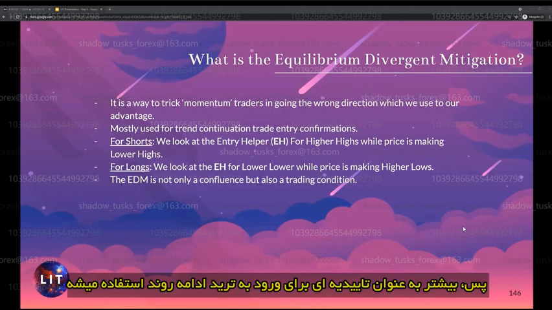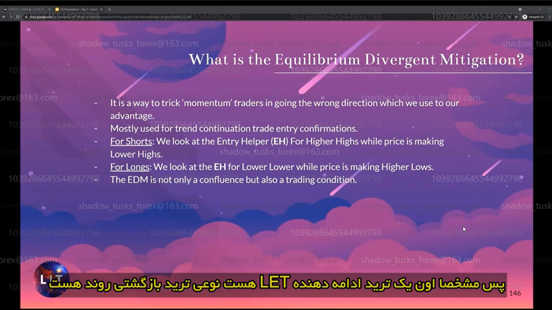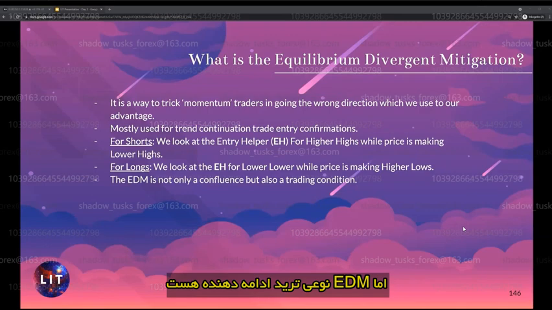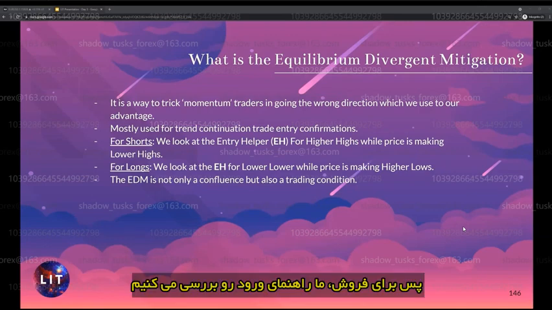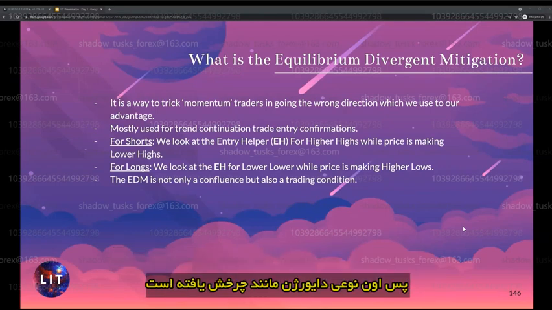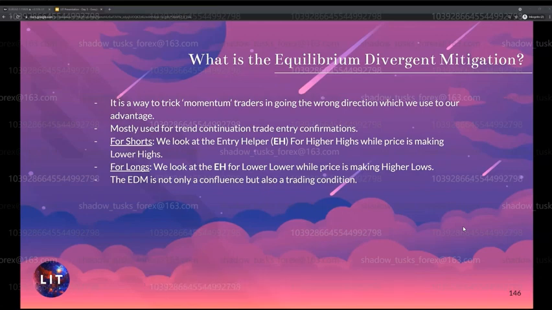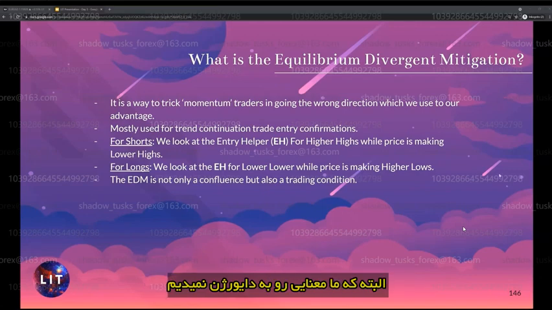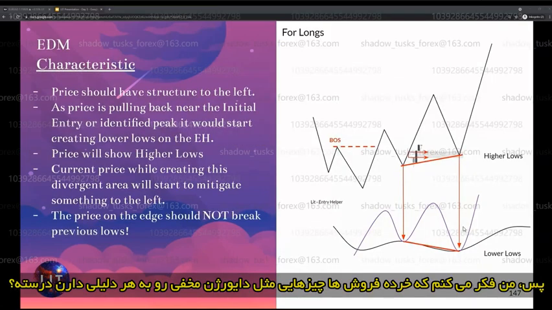So it's mostly used for trend continuation trade entry confirmation. So obviously it's a continuation trade. The LIT is some sort of reversal trade, but the EDM is some sort of continuation trade. So for shorts, we look at the entry helper for making higher highs while the price is making lower lows, and vice versa. So it's a switched up divergence type of thing. Of course, we don't reach divergence by any means. Like I think retailers call this stuff hidden divergence for whatever reason, right?